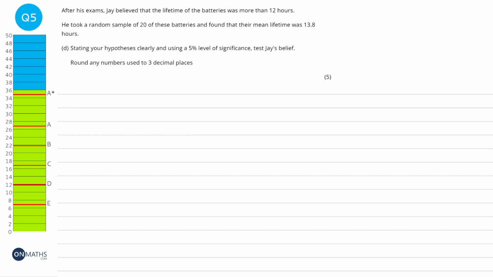So Jay believes that the lifetime of the batteries was more than 12 hours, and he's done an experiment with a sample of 20. And we're asked to state the hypothesis and test his belief with a 5% level of significance. So let's start by doing the null hypothesis, as we always do. And this is that the population mean is 12, because that's what we're told is the default position. His alternative hypothesis, what he's trying to prove, is that it's more than 12 hours.